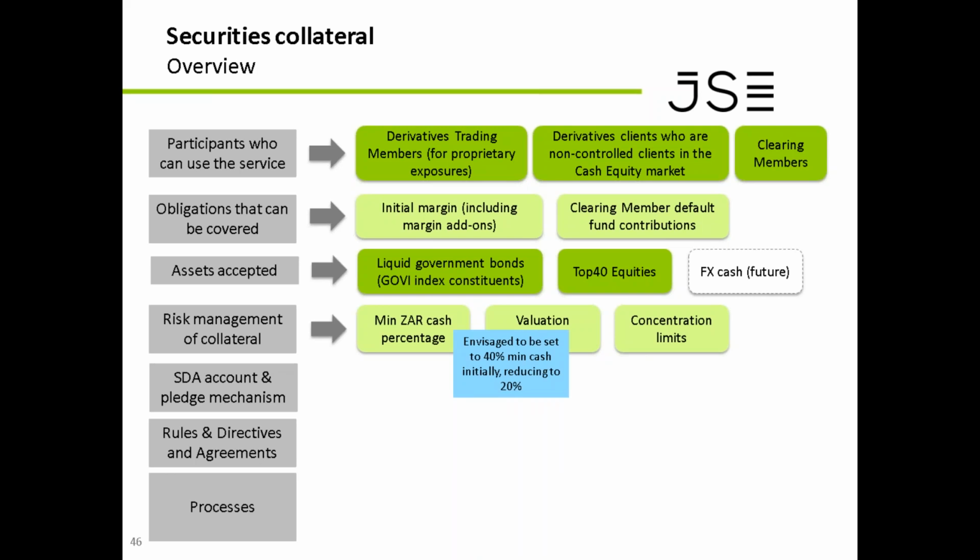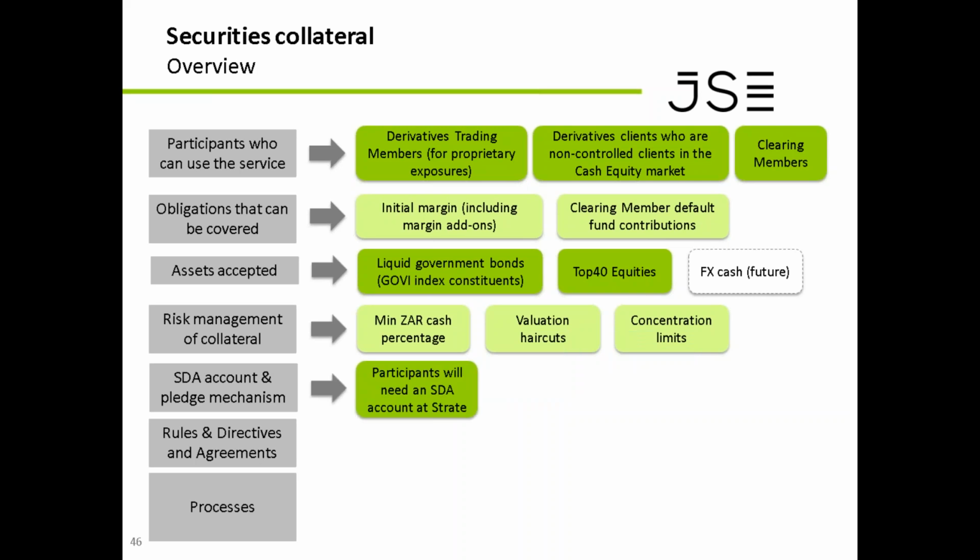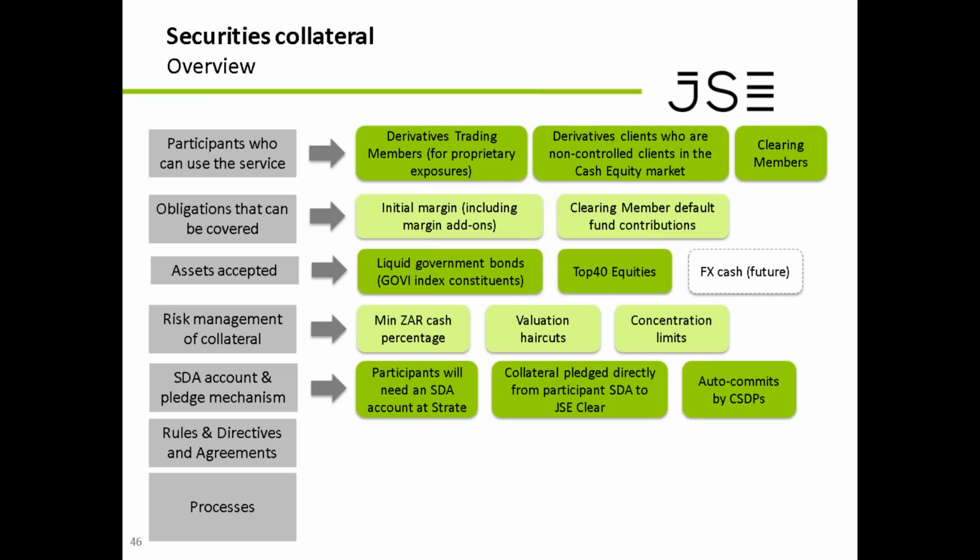For you to pledge securities, you have to open an SDA account at Strate, and then a pledge will be done from there, not a cession. Like I mentioned, the collateral is pledged directly to the JSE from that SDA account. It doesn't go through the clearing member or the trading member, even though they are involved in the process. And then we need commits from the CSTP on all of those pledges.